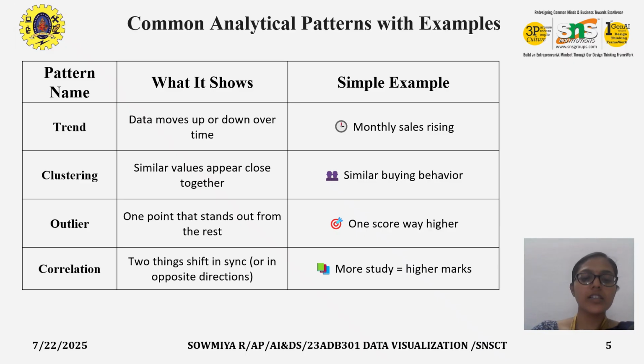Then fourth one is correlation. Correlation shows a connection between two variables. For example, as study time increases, marks may also increase. That's a positive correlation. We visualize this using scatter plots to see if one variable changes along with another. Each of these patterns tells us something meaningful and helps us to explore what is going on in the data.